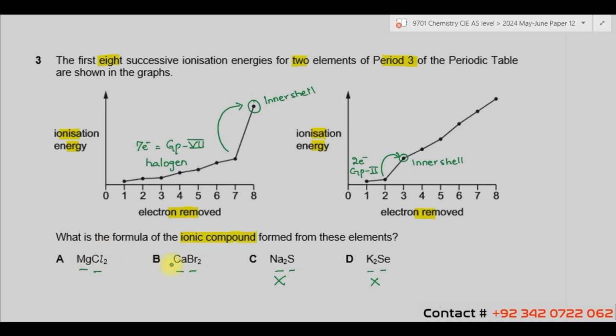Alright, let's see if it is magnesium or calcium. For that, we have to look at the period number, as it says that these are present in period 3 of periodic table. So magnesium is present in period 3. Chlorine is also present in period 3 of the periodic table. Calcium is present in period 4. Bromine is also a member of period 4. So correct answer is A.